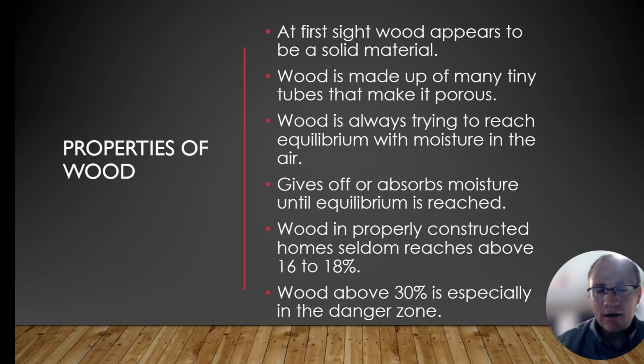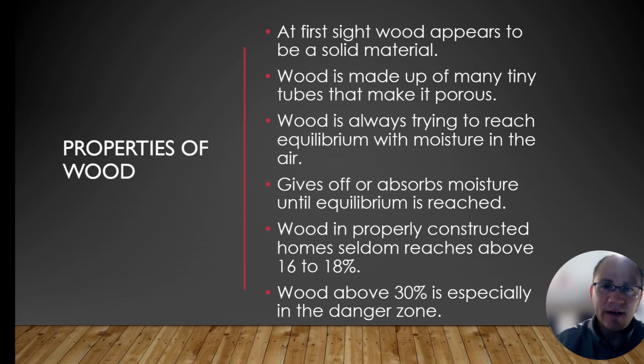So basically what we're talking about in this slide is the fact that wood is not as solid as it appears to be. It actually is very porous and it absorbs moisture. So you have to keep in mind, if you have wood in a moist area, it's going to absorb moisture because it's going to try to reach that equilibrium with the moisture in the air of where it's at. So it's either going to give off moisture or absorb moisture based on the humidity in the area. I always tell people that wood in properly constructed homes is seldom going to reach above that 16 to 18%, which is good. Once again, talking about crawl spaces, this is an area where moisture is always an issue.